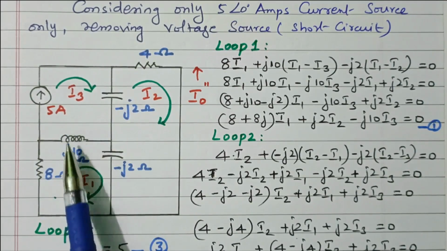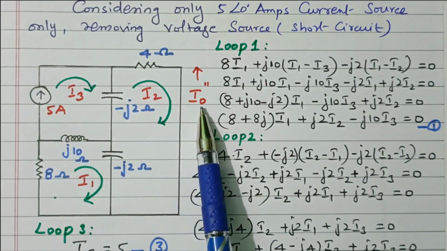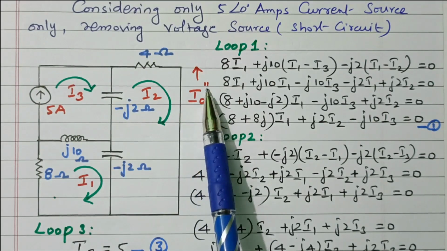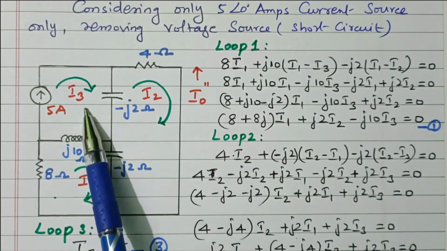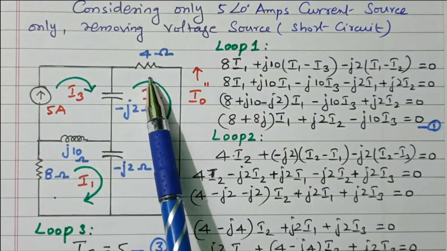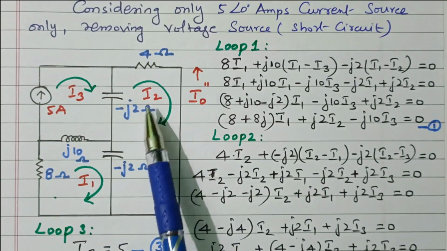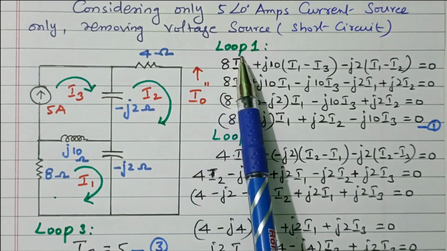Current flowing is I3. Our aim is to find I2, because I naught double dash, the current due to the current source, is nothing but I2. So we only need to find I2. I1 and I3 are not needed. What we need is the current flowing through this circuit network. So I2 is needed. Now we can apply KVL to loop 1, the first loop.